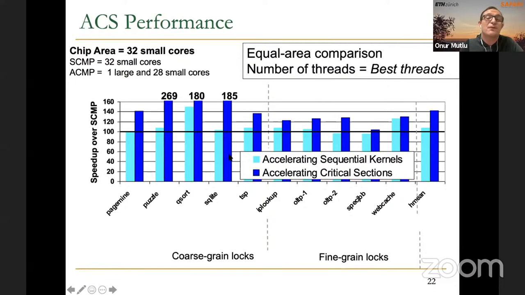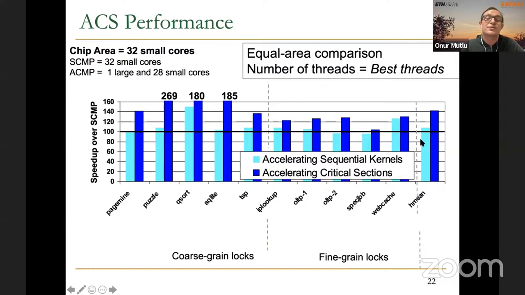You can see that the performance improvements are quite significant. So what are the cyan bars or turquoise bars? These turquoise bars are accelerating sequential kernels, meaning the sequential part is executed on the large core. Accelerating critical sections means both the serial bottleneck as well as critical sections are executed on the large core. So basically the ACS benefits are the benefits of the blue bar compared to the turquoise bars over here.